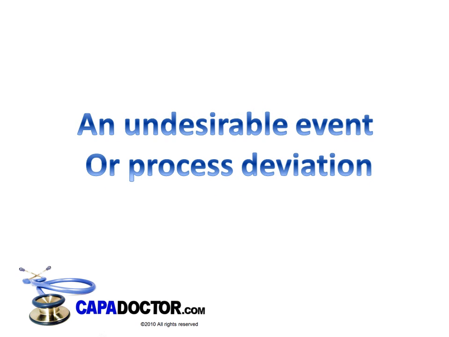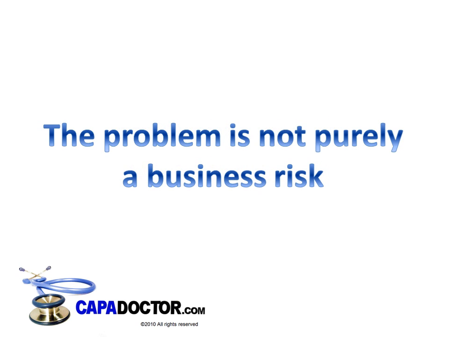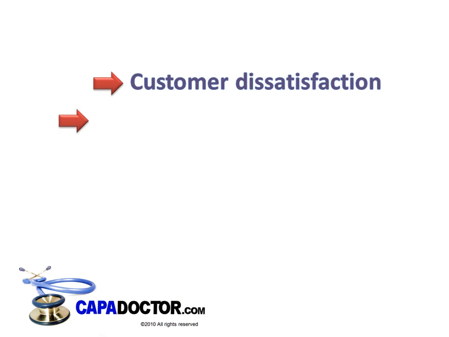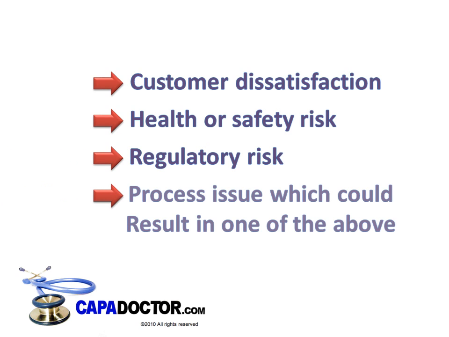A problem is an undesirable event or process deviation. The cause of the problem is not currently known. And the problem is not purely a business risk. Issues that are solely financial in nature do not belong in your CAPA system. Problems that do belong in your CAPA system include those related to customer dissatisfaction, health or safety, regulatory risks, or significant process issues which could result in one of the previous three types of issues.